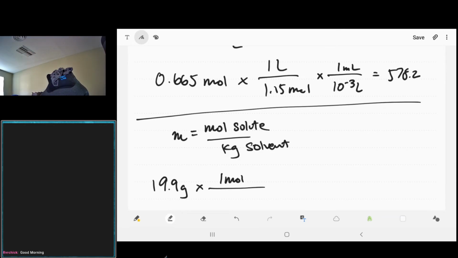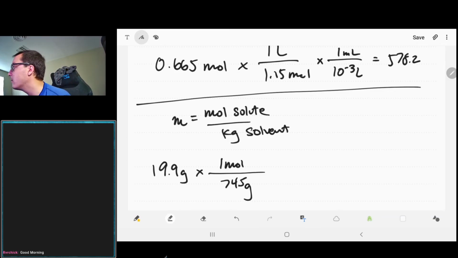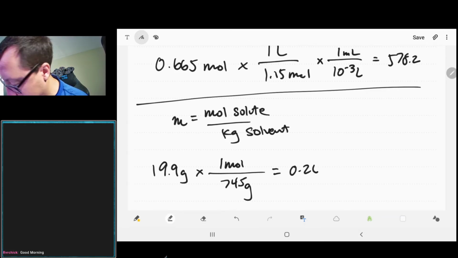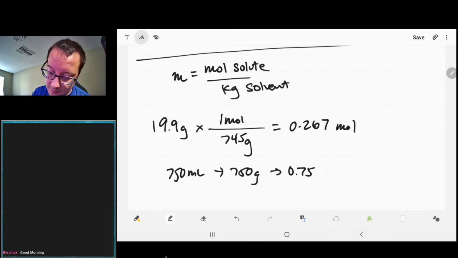Alright, potassium is about 40, 39 we'll say, and chlorine 35. Okay. 39 plus 35 is 74. Thereabouts. Again, save some time. Don't worry about the decimals too much. In fact, it's going to be maybe about 74.5 because of the chlorine, whatever. It's not going to make a huge difference. 19.9 divided by 74.5 is 0.267 moles. We have 750 mLs of water, which is 750 grams, which is 0.75 kilograms.